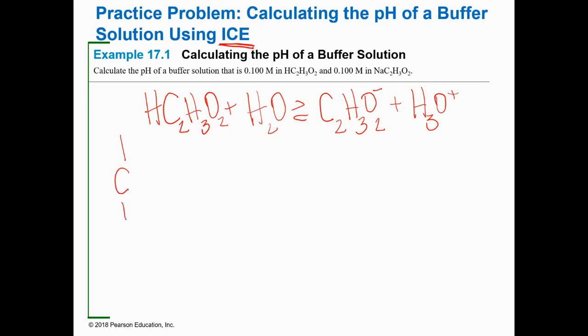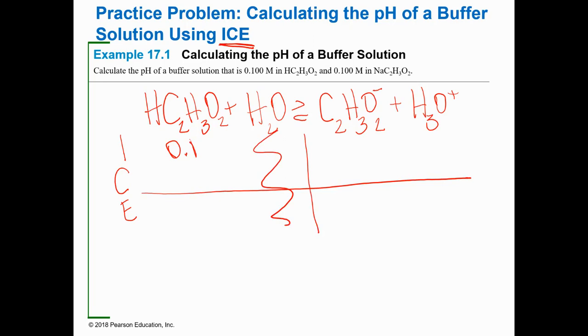We do our ICE table. Now I have 0.1 molar to start here. Remember, water doesn't count, it's a liquid. But I also have this anion in there at 0.100. Okay, I have nothing here. This side is still plus x. All right, so I've got 0.1 minus x, 0.1 plus x, and then I've got x.